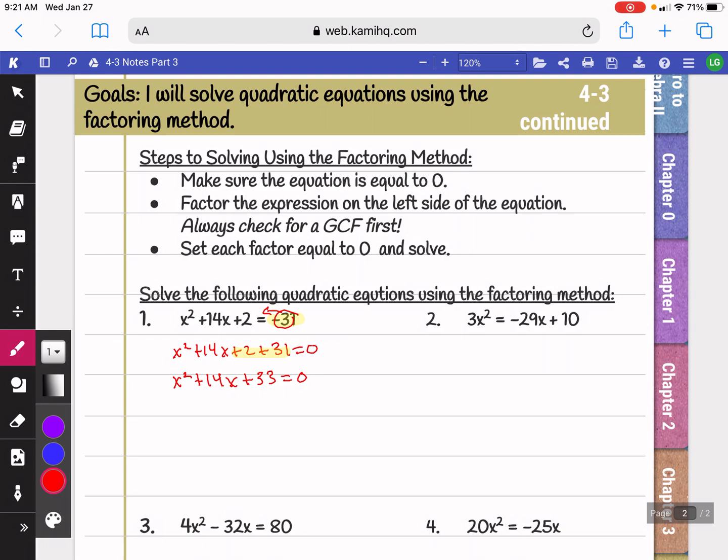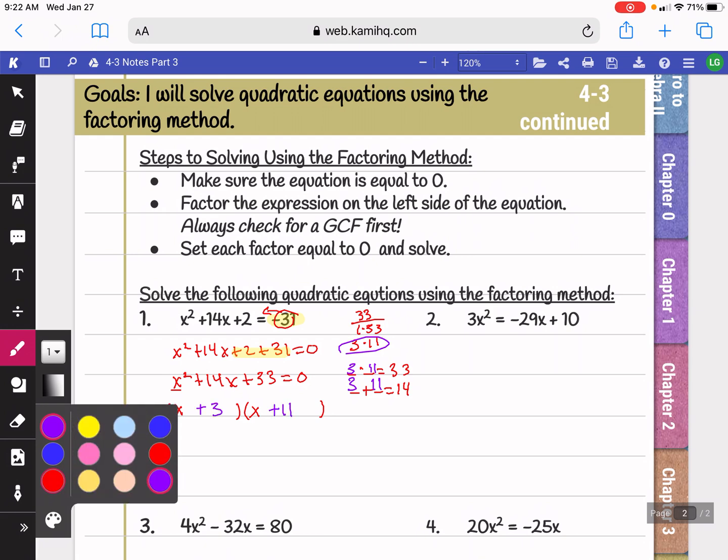I notice this one's a trinomial. So since it's a trinomial, I'm going to set up my parentheses, and I'm going to put x in each one. Then I'm going to try to come up with numbers that multiply to give me that 33. So blank times blank equals 33, and blank plus blank equals 14. So for 33, we could do 1 and 33, or 3 and 11. So here we're going to be using 3 and 11. So I'm going to put a positive 3 and a positive 11.